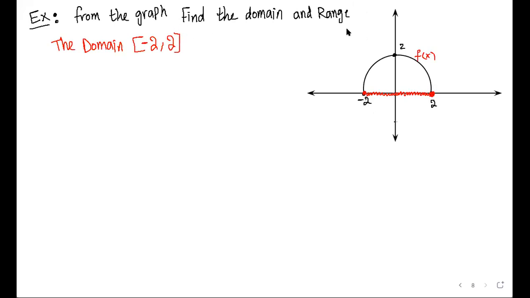Now, what's the range for this function? 0 to 2, closed interval. Exactly. From here, the 0 is used for the y, and all these points are used up to here, because f of 2 is 0. Any point here, for example f of half, gives me a point here, so this point is used. So all the y values here are used. So the range is from 0, a closed interval, up to 2.